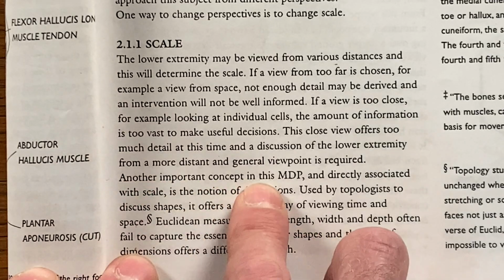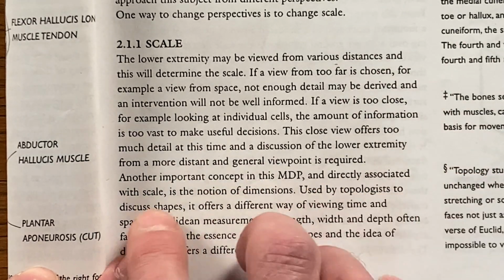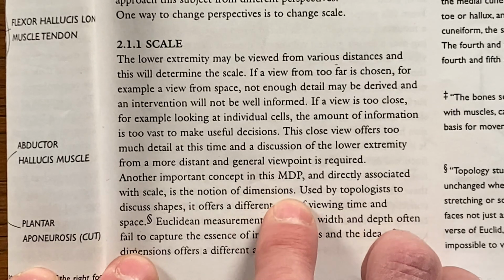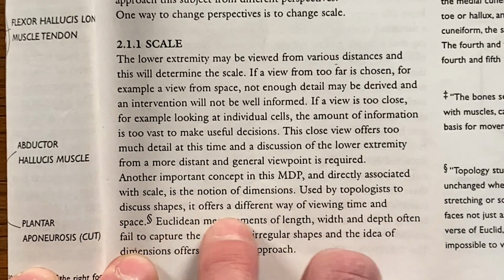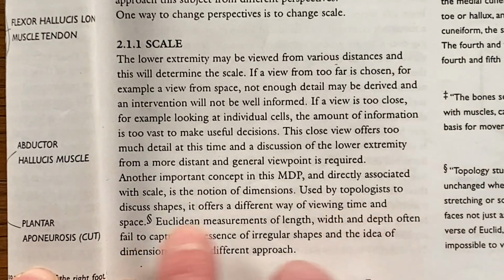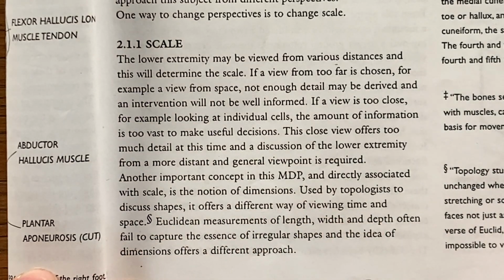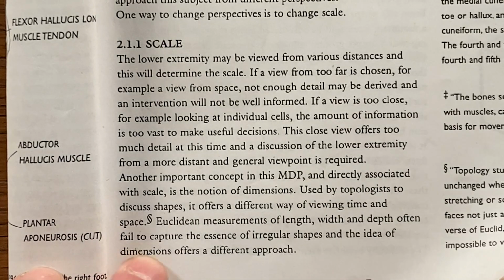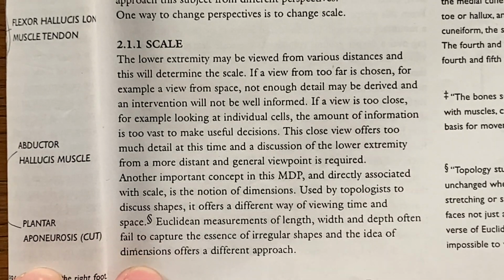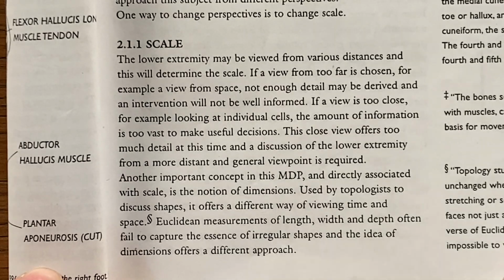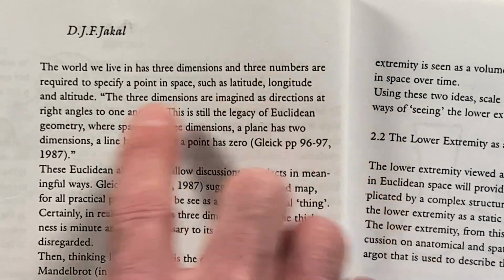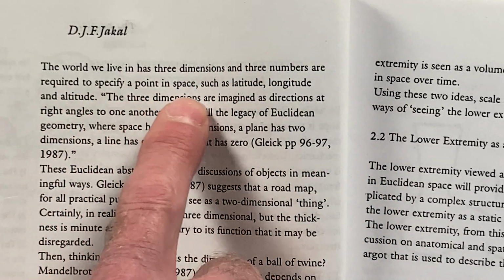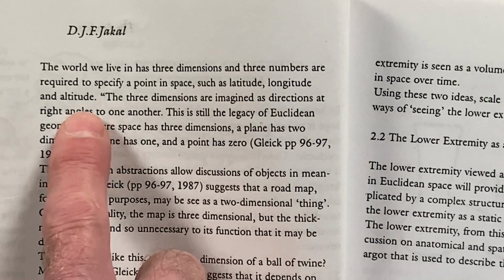Another important concept, directly associated with scale, is the notion of dimensions. Used by topologists to discuss shapes, it offers a different way of viewing time and space. Euclidean measurements of length, width, and depth often fail to capture the essence of irregular shapes, and the idea of dimensions offers a different approach. The world we live in has 3 dimensions, and 3 numbers are required to specify a point in space, such as latitude, longitude, and altitude.